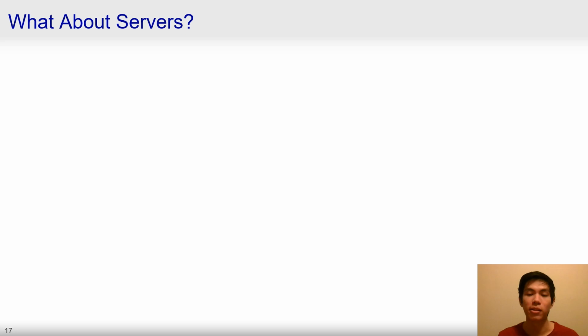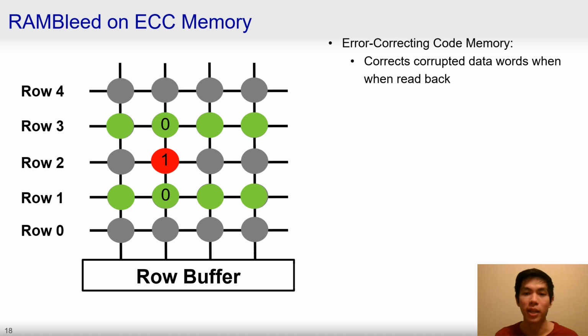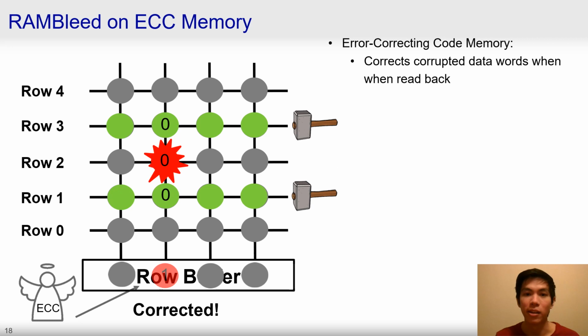This is complicated by the fact that server machines employ error-correcting code memory. ECC memory aims to correct corrupted data words when they are read back from the DIMM, which directly counters the Rowhammer effect. Let's see an example of how this works. If we hammer rows 3 and 1, the bit does in fact flip on the DIMM. When it is read back from memory, however, the ECC mechanism corrects the error and writes the correct value back to the DIMM. Thus, the error should be invisible to software.